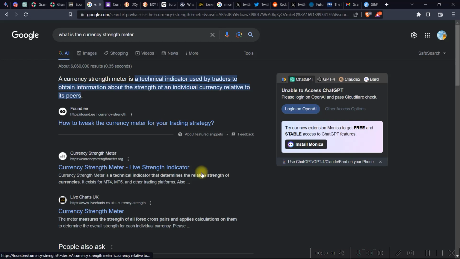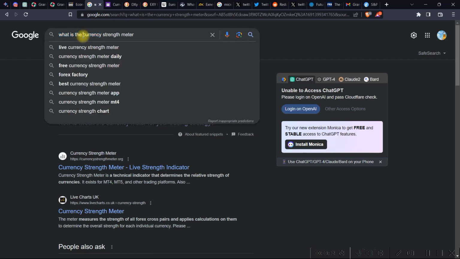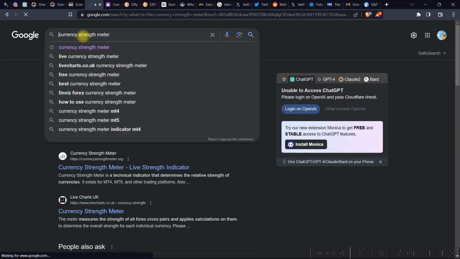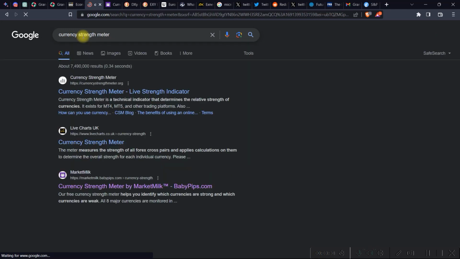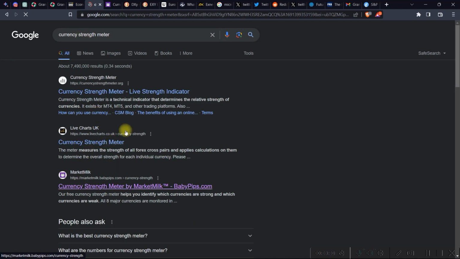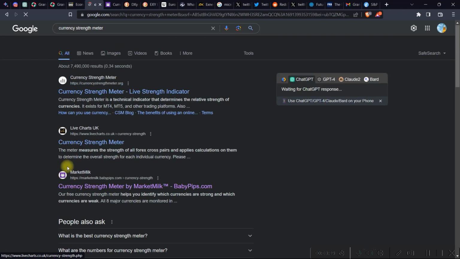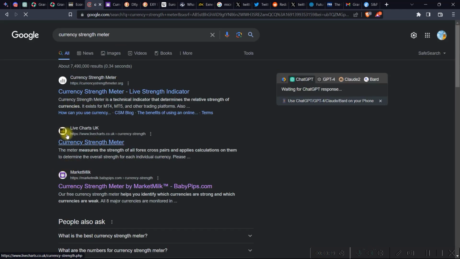So let's look at the currency strength meter tools. You can see there are many websites that offer the currency strength meter. There's currencystrengthmeter.org, Live Charts UK, and then there's Market Milk. These are the top 3 links you will get when you Google search this.